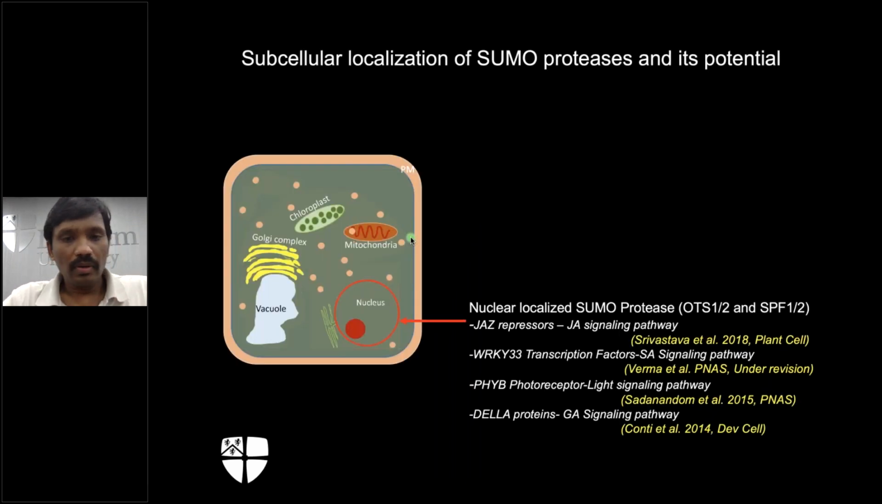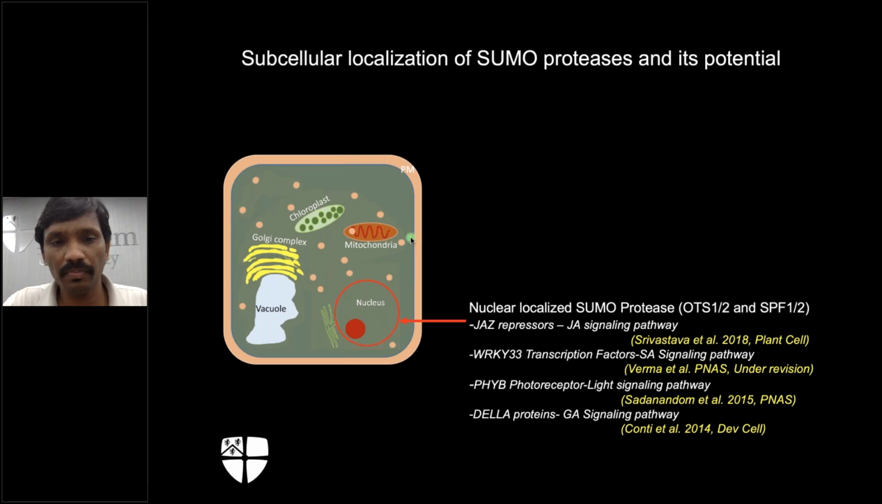Before, most people believed that all the SUMO activity, or SUMO machinery, or components, were available only in the nucleus. Basically, all the activity was nuclear localized. It was a myth that all the activity is localized in the nucleus, and that all the targets are only nuclear localized.